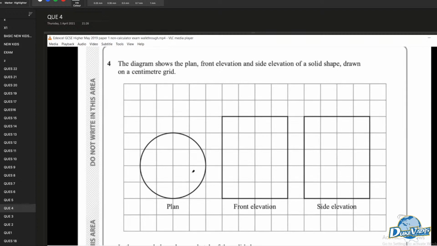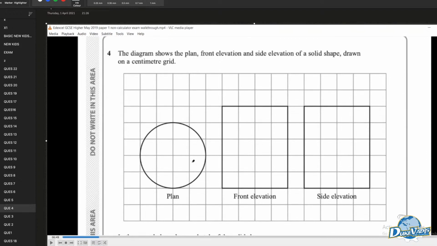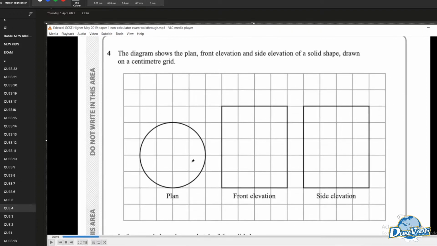Okay, this is the question. Question number 4. It says the diagram shows the plan, front elevation and the side elevation of a solid shape. Draw on centimeter grid.